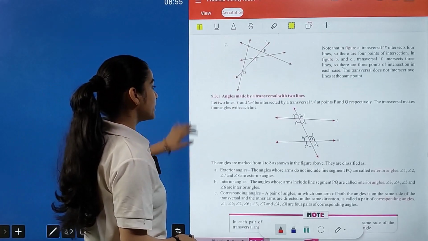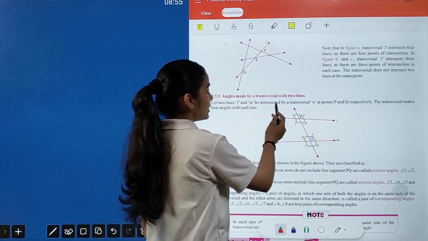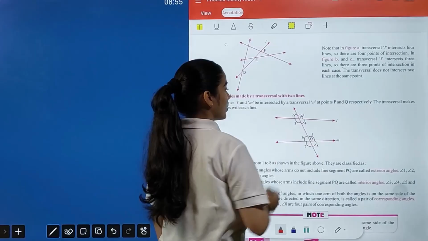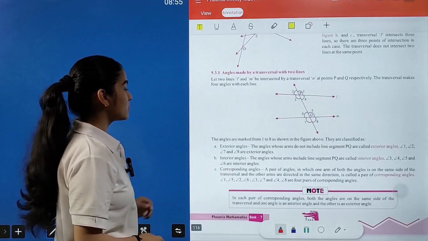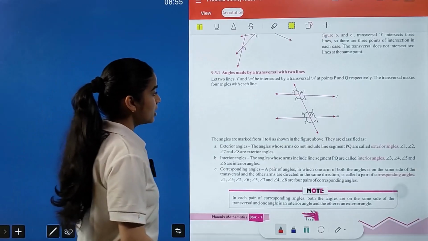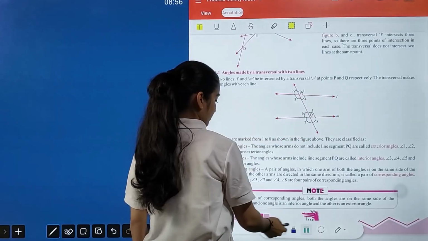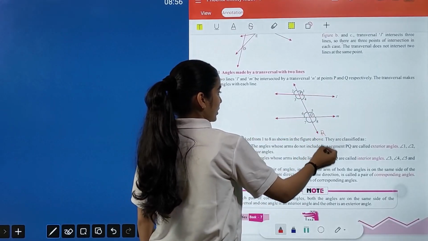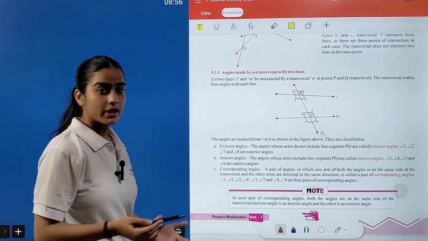Now angles made by a transversal with two lines. Let two lines L and M be intersected by a transversal N at points P and Q respectively. The transversal makes four angles with each line. So these lines L and M are intersected by the transversal at different points P and Q, and when they are intersecting, they are forming angles.